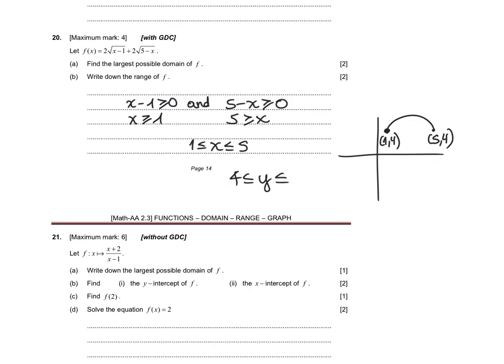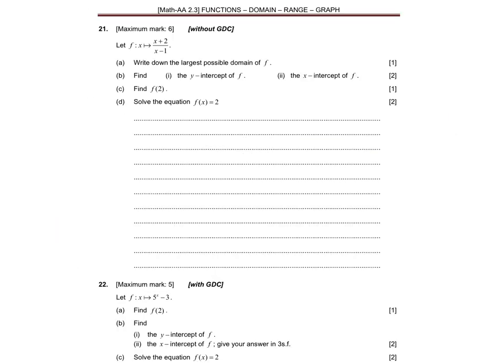And then the highest y, we need to find the maximum. So menu, analyze graph, maximum, and you need to go to the left and the right side of your maximum, and that ends up being 5.66. So that's your upper bound of your range. Okay, so write down the largest possible domain of f. We just have that the denominator can't equal 0.